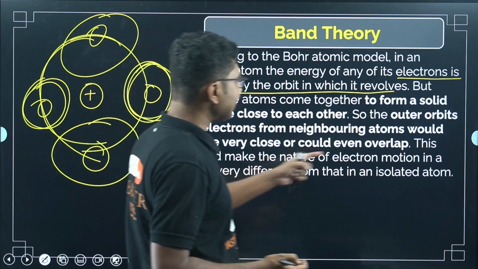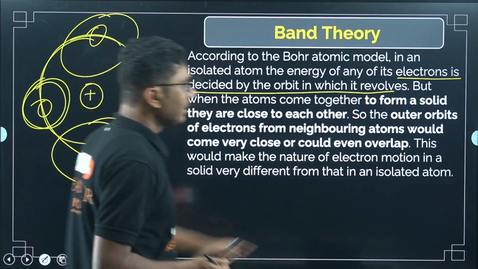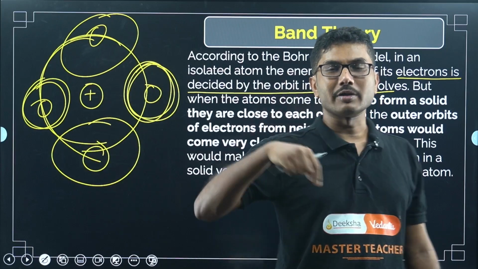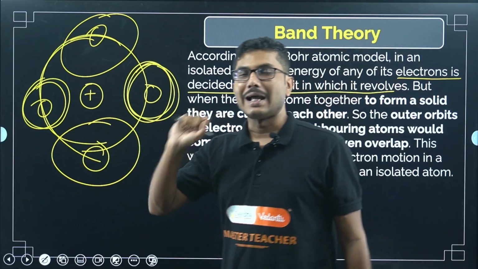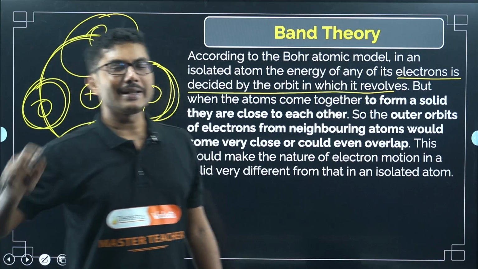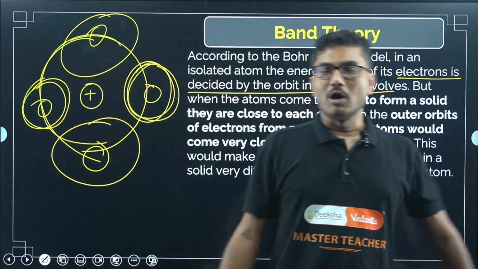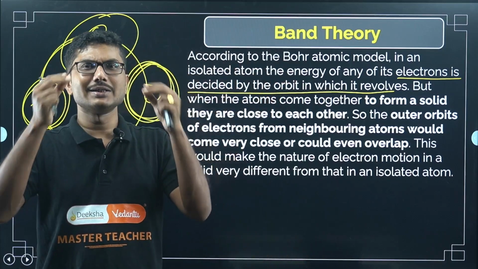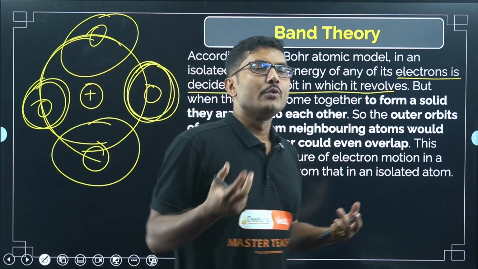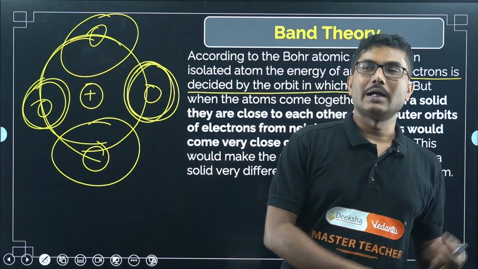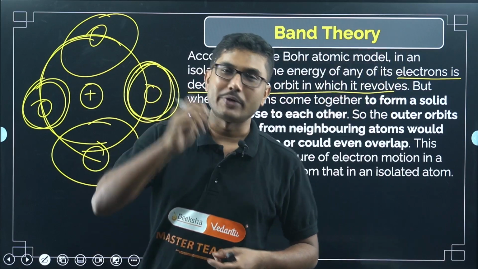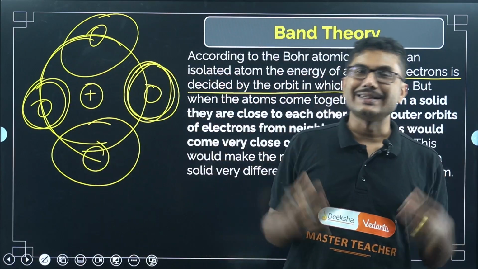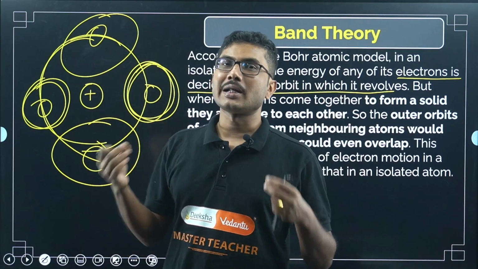They would make the nature of electron motion in a solid very different from that of an isolated atom. So electrons move in a complex way rather than in an isolated atom, and it is very difficult for us to observe using isolated atoms. We consider multiple atoms. Every day we encounter solids, starting from when you take a pen and start writing, they are all multiple atoms sitting together. So you hardly encounter a single atom.